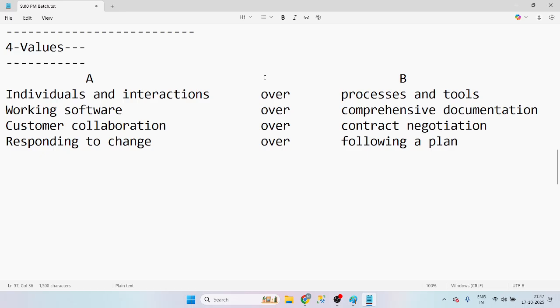Now, in the IT industry, what are these four values saying? A over B. In this sense, we are giving more priority to A than B. Any doubts up to here? We are giving more priority to A than B.